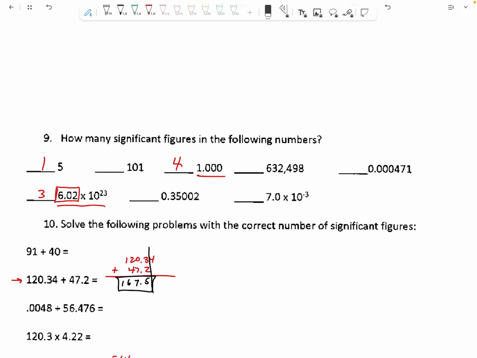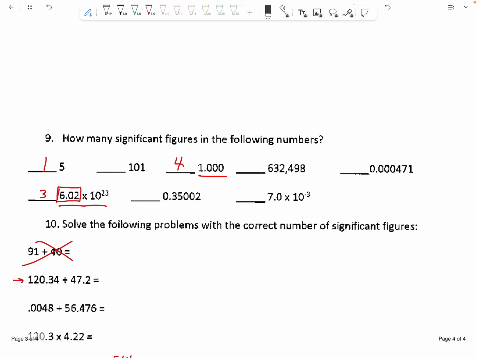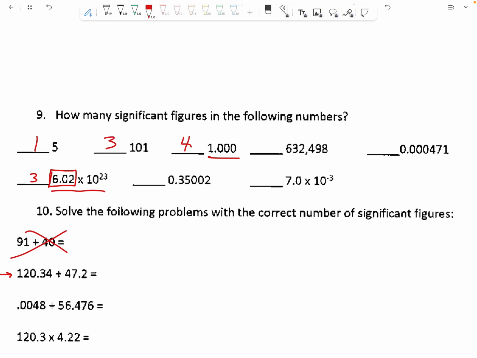I'm not going to worry about this math problem here. You shouldn't have one of those on your test anyway. But I will go through this math problem again. Let's look at the significant figures. So you've got number 9. If you look at the number 101, there is a 0 in between two ones. That makes 3 sig figs.